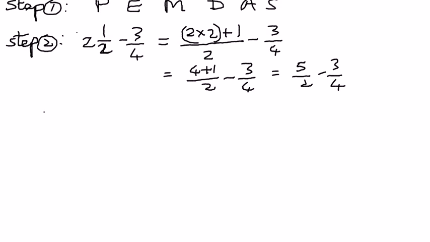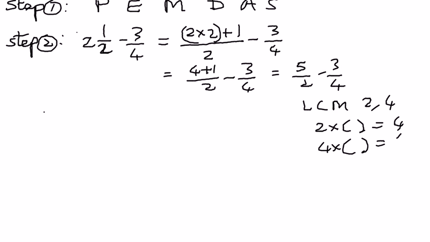As we can see here, 4 is a multiple of 2, so the common denominator, the least common multiple for these numbers 2 and 4, is 4. So what we want to do here is say 2 times what number is equal to 4, and 4 times what number is equal to 4. We know that 2 times 2 is equal to 4, and 4 times 1 is equal to 4, and therefore the common denominator we want to select is going to be equal to 4.